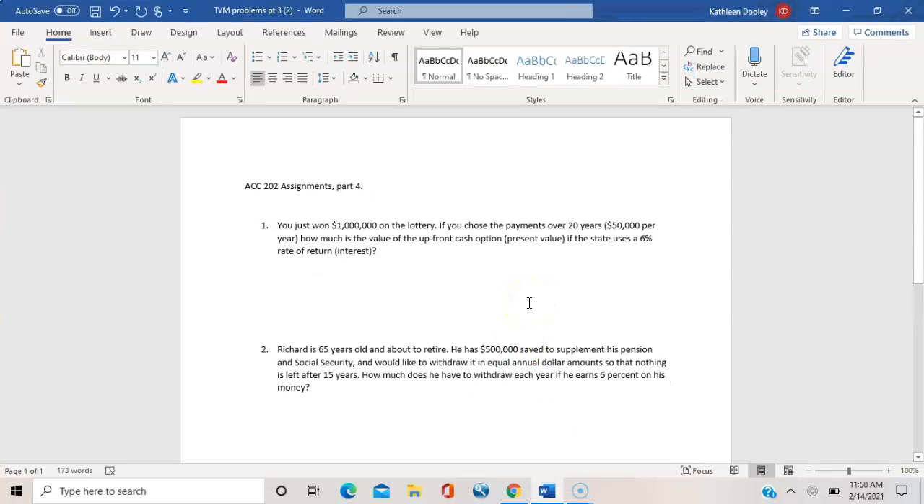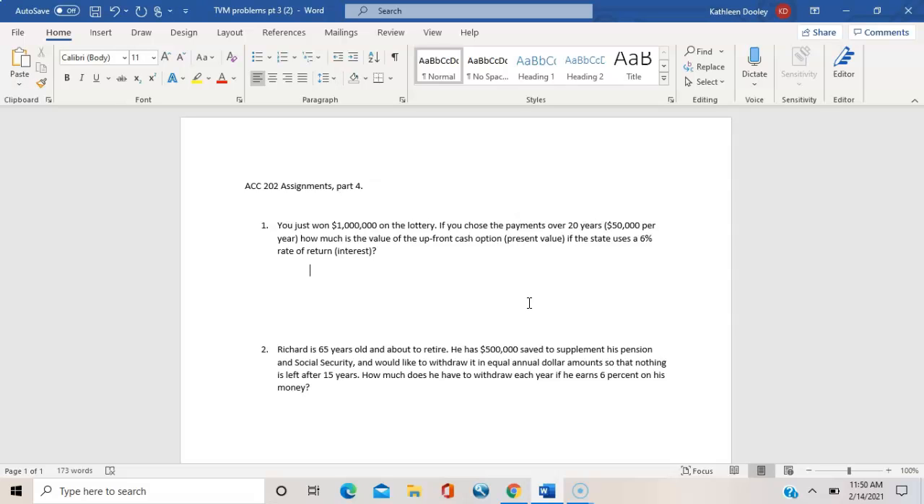We're going to take a look at part 4 of the problems. These are the same problems that we did in part 3, only now we're going to say that the series of payments were at the beginning of each period, as opposed to the end. And so here we're talking about annuity due. If there is a series of payments and they happen at the beginning of each period, they become an annuity due rather than an ordinary annuity.